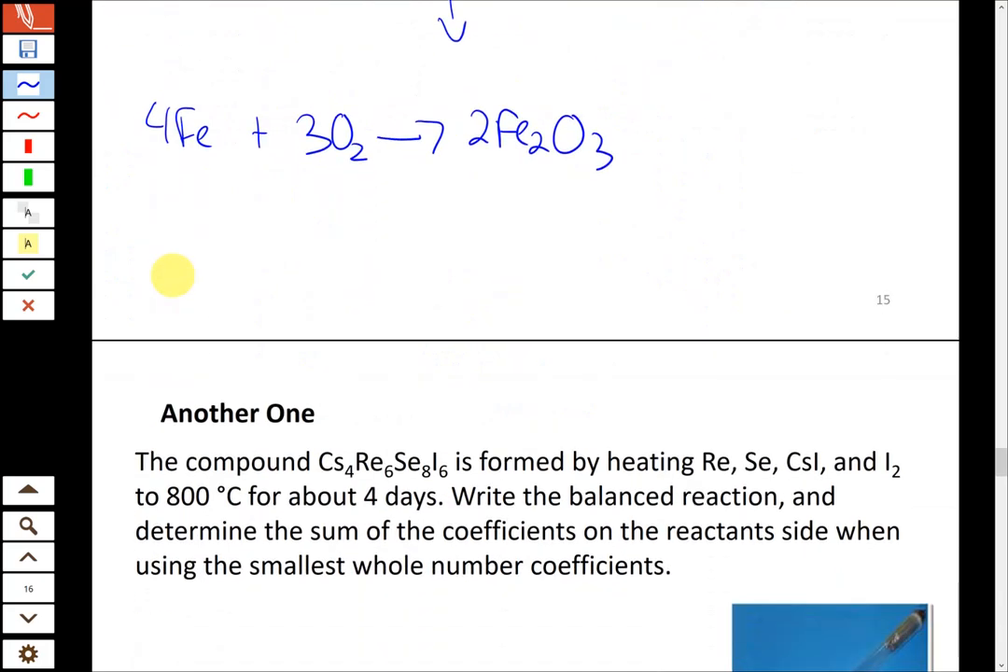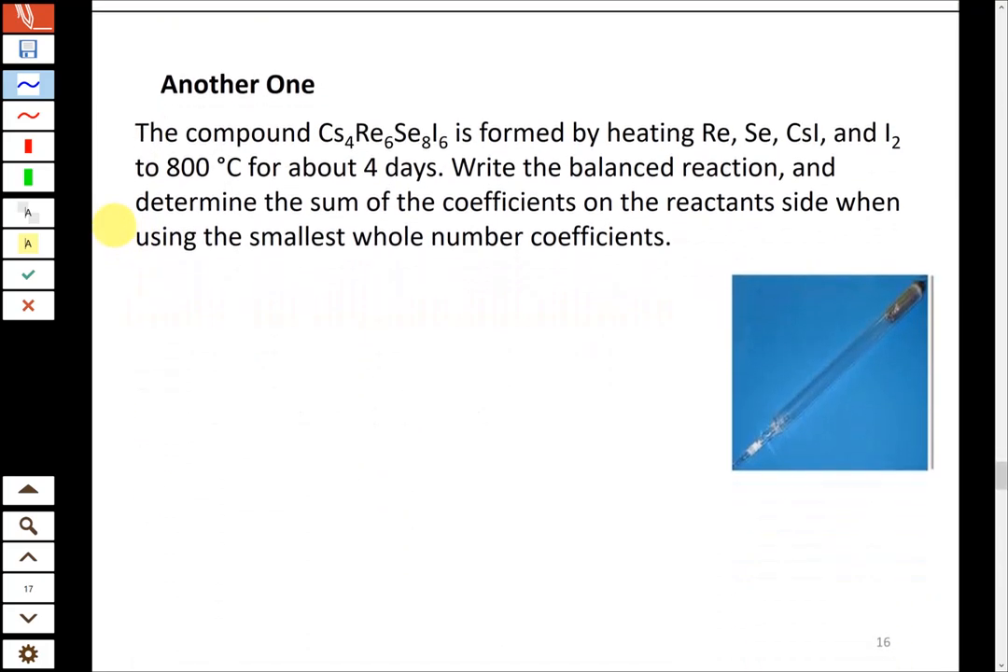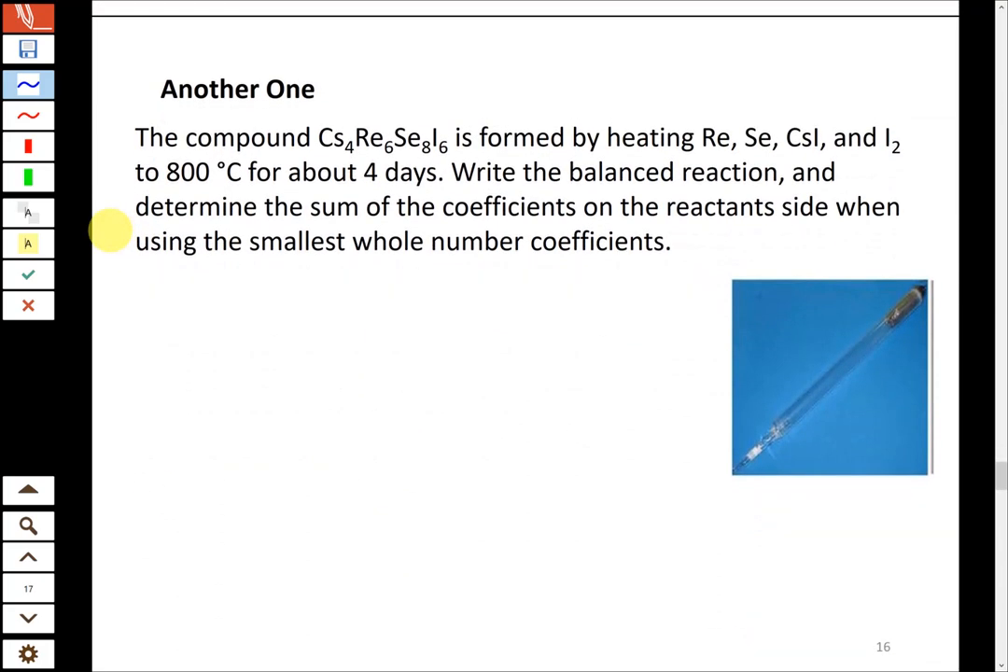All right, the last one I'll do looks complicated in writing, although it's actually, as you'll see, not that bad. So this compound here, cesium-4, rhenium-6, selenium-8, I6, is formed by heating rhenium, selenium, cesium iodide, and I2 to 800 degrees Celsius for 4 days.